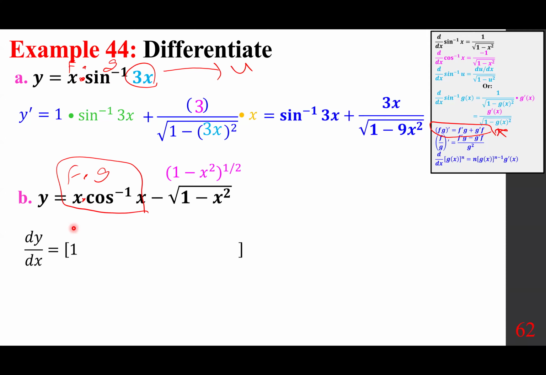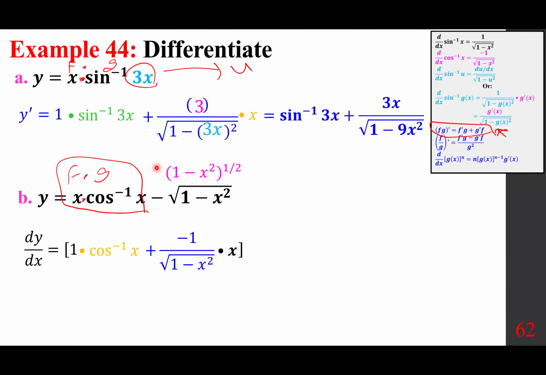times cosine inverse x plus, the derivative of cosine inverse is negative 1 over square root of 1 minus x squared. The numerator of cosine inverse is negative 1. So plus negative 1 over square root of 1 minus x squared. And then times f, which is x. So that part is done.